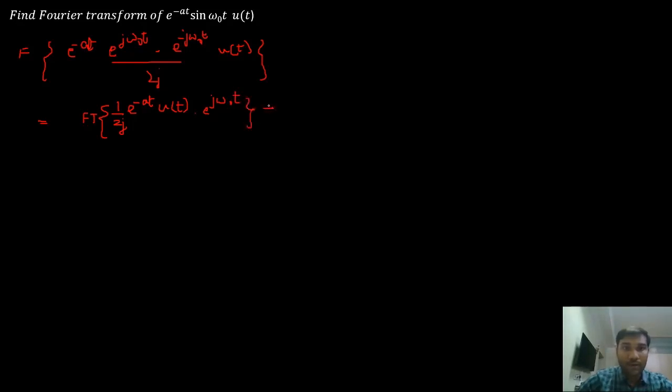Similarly, I have another term, right? That is Fourier transform of 1 by 2j e power minus at into u of t, and there is a negative sign here, so I will have a negative sign here, right? And e power minus j omega naught t.